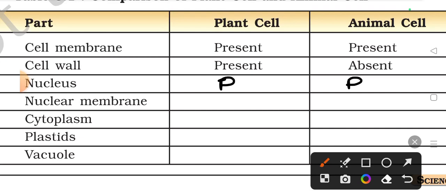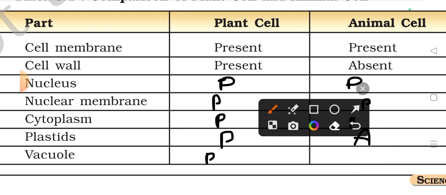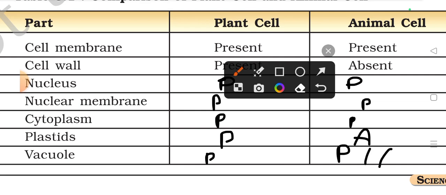Nuclear membrane is present in both. Cytoplasm both are having. Plastid, plants are having plastid but animals are not having plastid. Absent, present. Vacuole, both are having vacuole, but sometimes in animal it is present and sometimes absent.